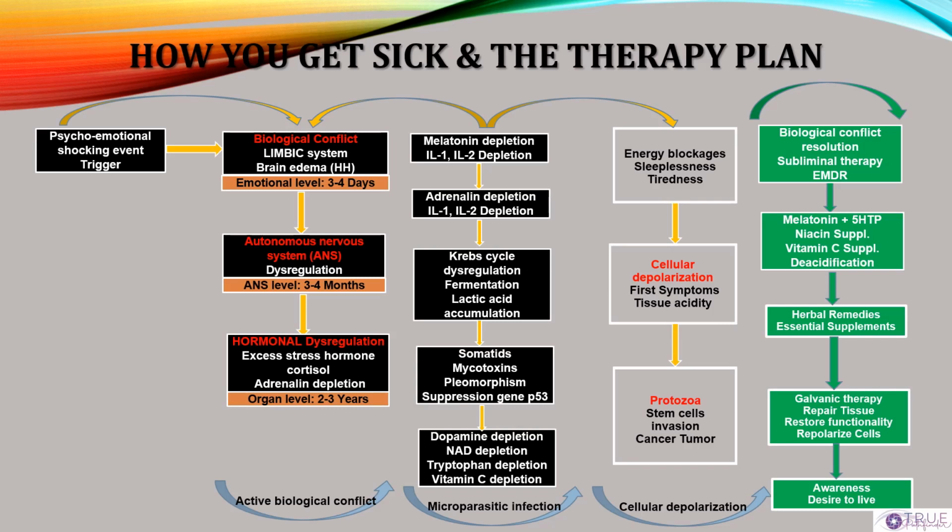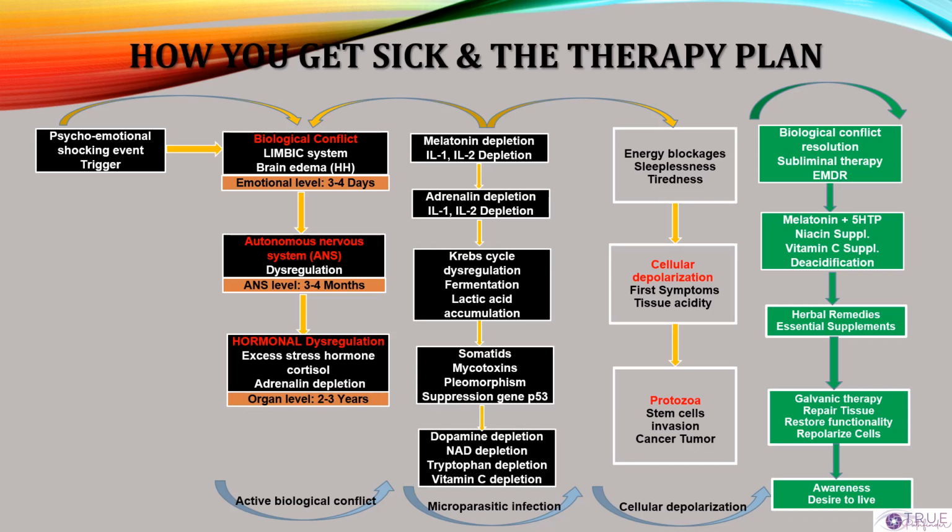This biological conflict affects your limbic system. We can see this in the Hamer Herd. As a result, your autonomous nervous system becomes dysregulated. This in turn dysregulates your hormonal system. We see an excess in the stress hormone cortisol. The adrenaline levels are becoming depleted. This leads to melatonin depletion, also interleukin 1 and 2 depletion. The Krebs cycle in general is dysregulated, therefore the cells have to go into fermentation modes. As a result, we accumulate lactic acid, we create an acidic environment.